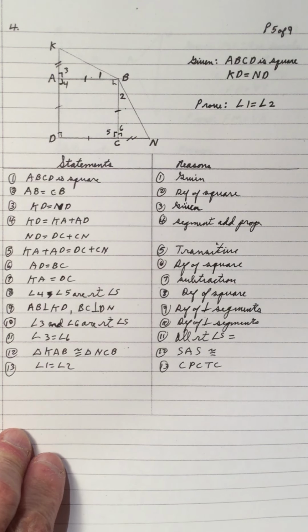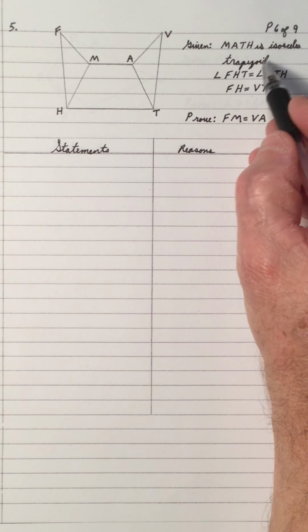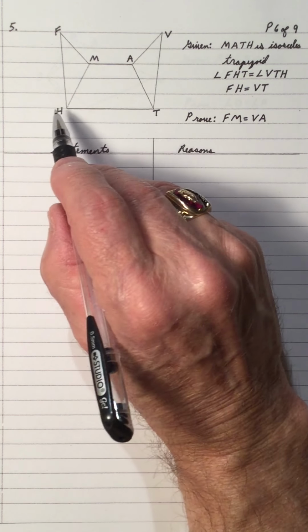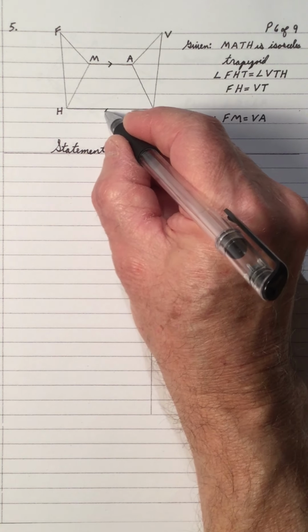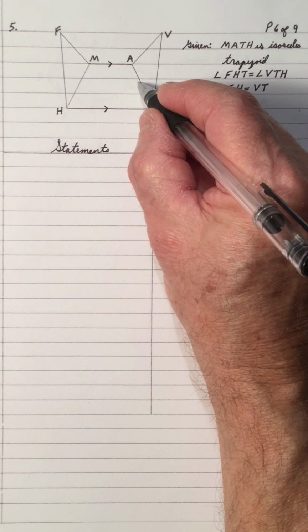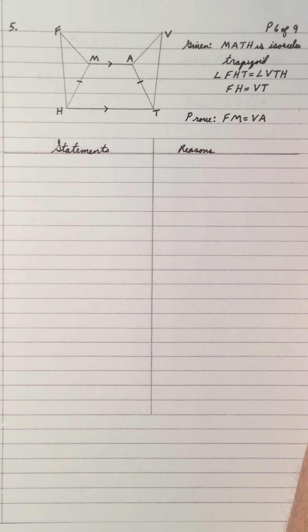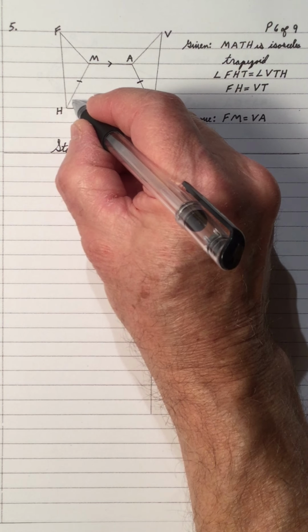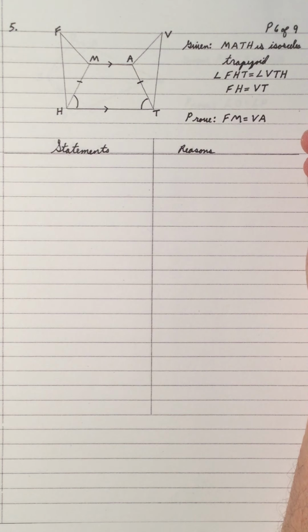Okay, let's do more. Number 5, we have this diagram. MATH is an isosceles trapezoid. A trapezoid has one pair of parallel sides. Because it's an isosceles trapezoid, the legs are equal, so MH is equal to AT. And the base angles of an isosceles trapezoid are equal.